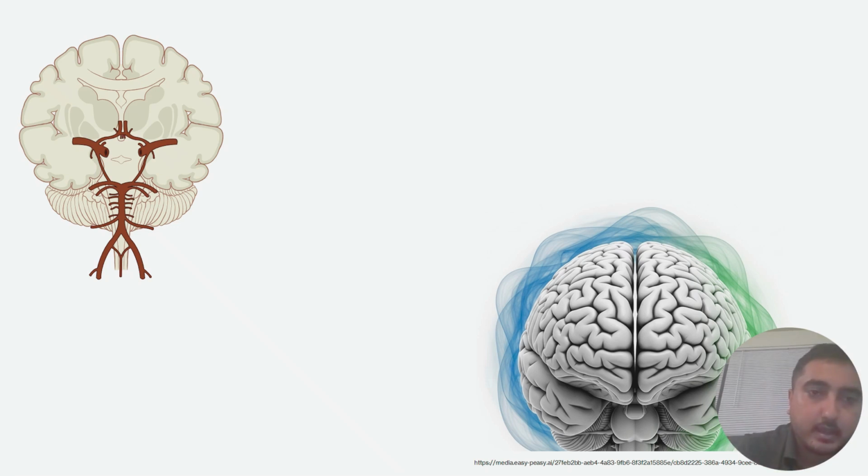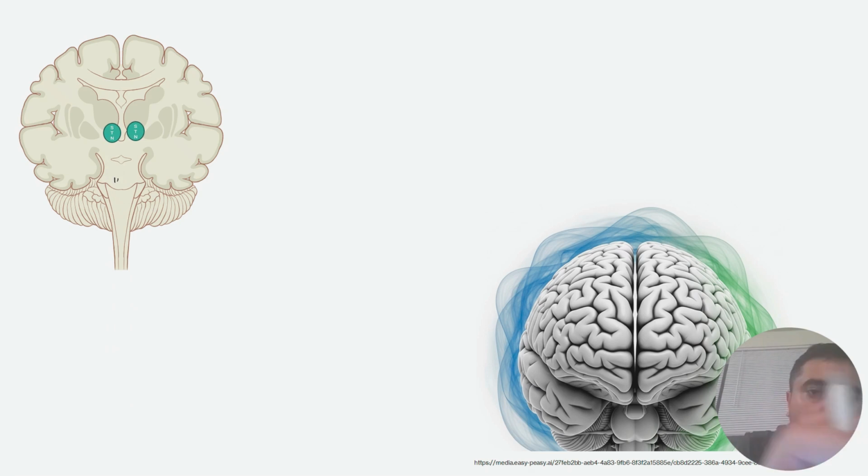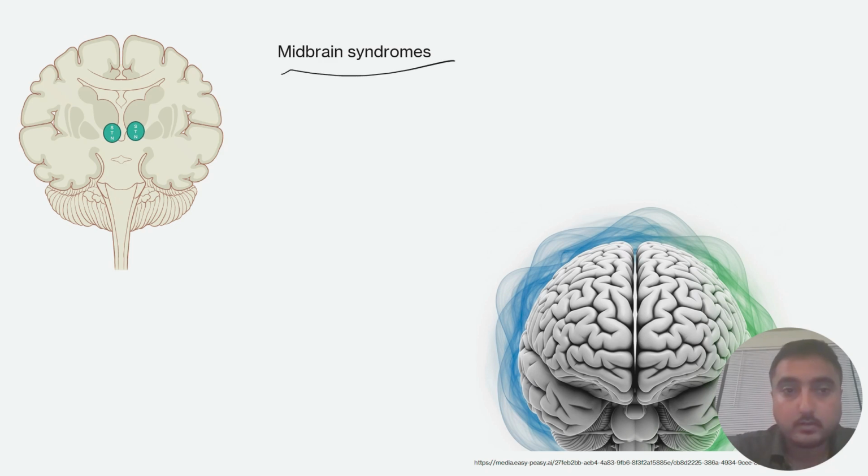As I said, the posterior cerebral artery P1 segment gives off branches that supply the midbrain. So this is the midbrain, and it also gives branches that supply the subthalamic nucleus over this area and the thalamus. If we put this out of the picture, these are the subthalamic nuclei that are located below the thalamus. Therefore, involvement of the P1 segment, the proximal PCA, would result in midbrain syndromes that we have discussed in our previous videos.